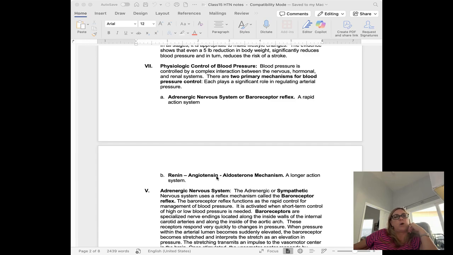Aldosterone is the most potent mineral corticoid that we have, and it will increase the sodium retention in the kidney. And that will increase the water retention. And we all know where salt goes, water will follow.